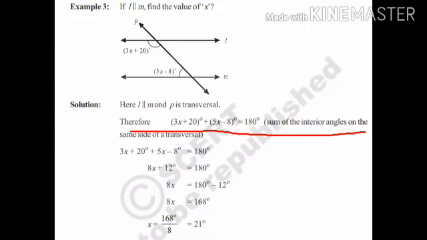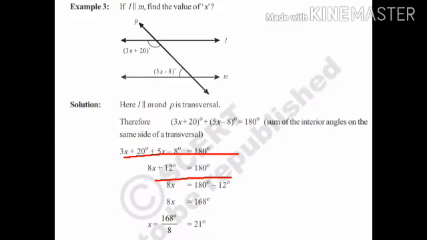Therefore, (3x plus 20 plus 5x minus 8) degrees is equal to 180 degrees, since the sum of the interior angles on the same side of a transversal is 180 degrees. 3x plus 20 degrees plus 5x minus 8 degrees is equal to 180 degrees. Add the like terms. 3x plus 5x is equal to 8x. 20 minus 8 is equal to 12. That is equal to 180 degrees.